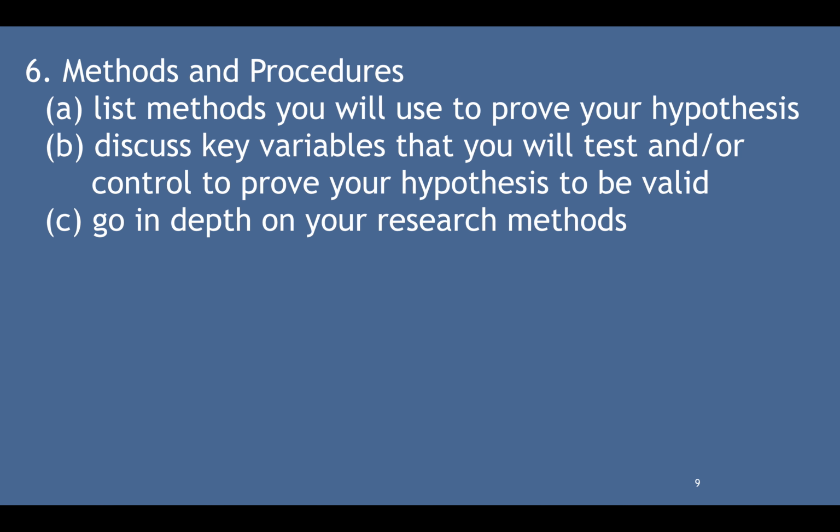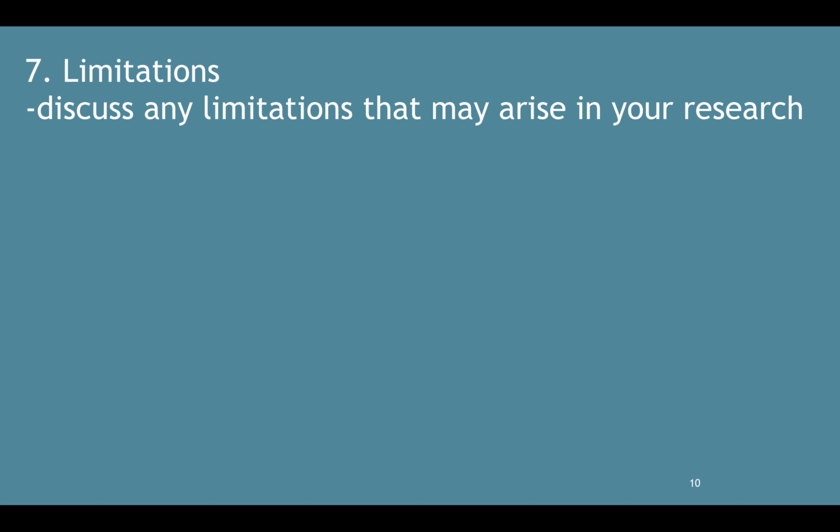6. Methods and procedures. You want to list any methods you'll be using to prove your hypothesis. Discuss any key variables you'll test and or control to prove your hypothesis to be valid. And you want to go more in depth on your research methods and give, again, more detail about what those specifically are.